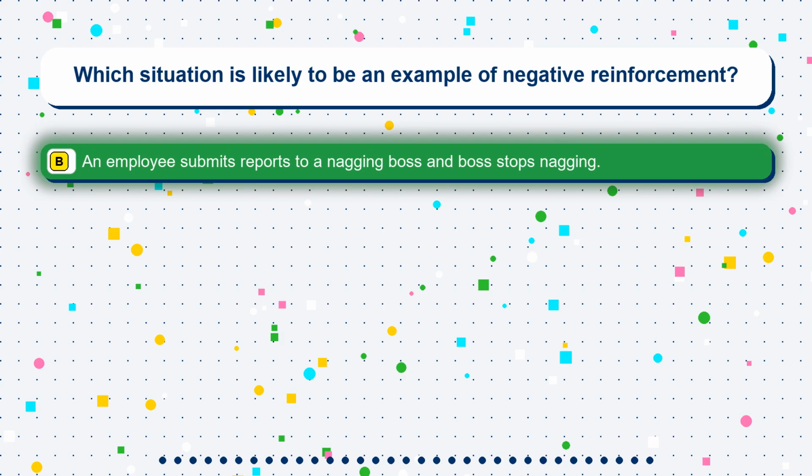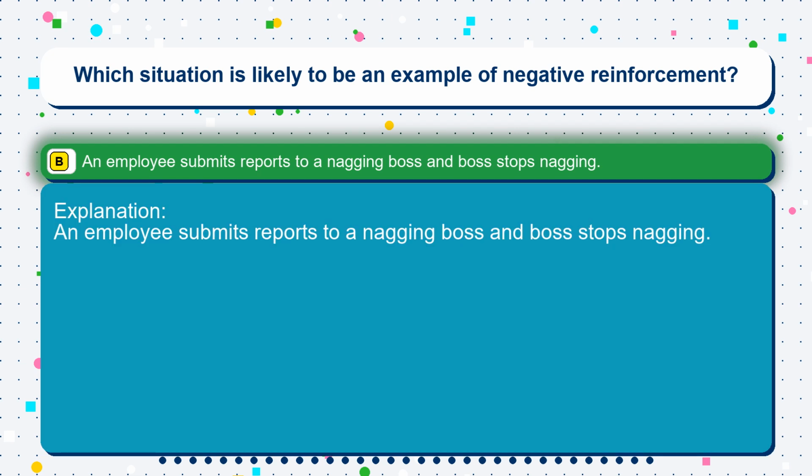The correct answer is option B. An employee submits reports to a nagging boss and boss stops nagging.